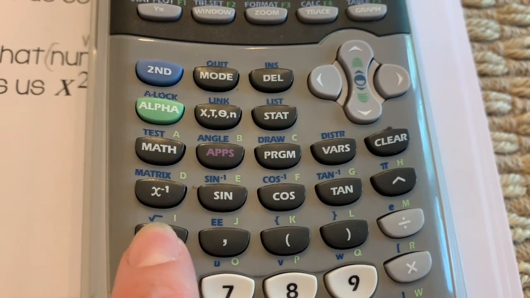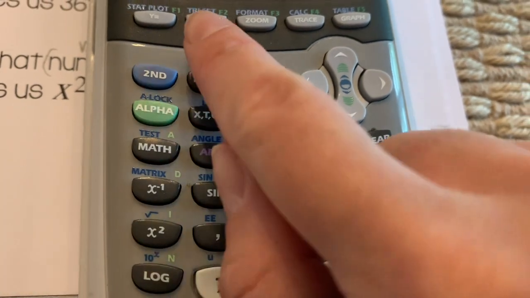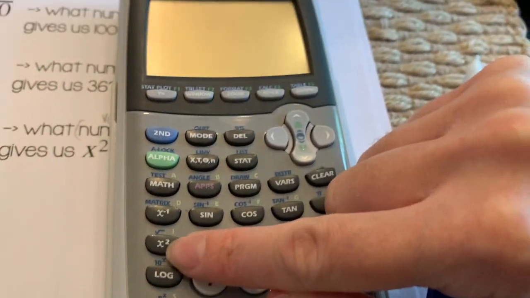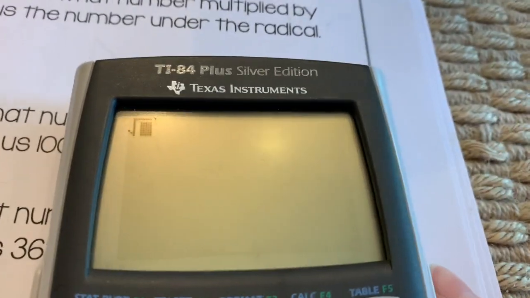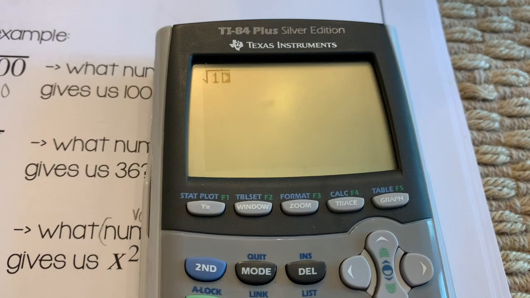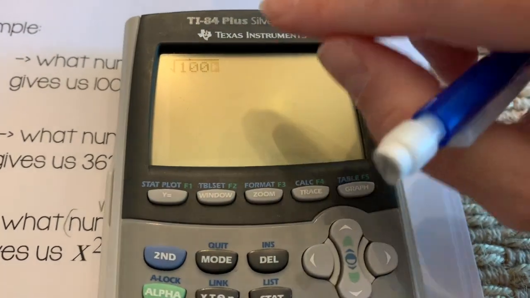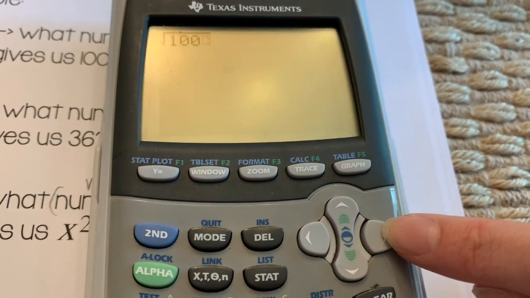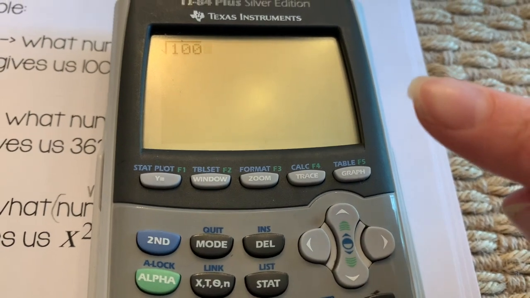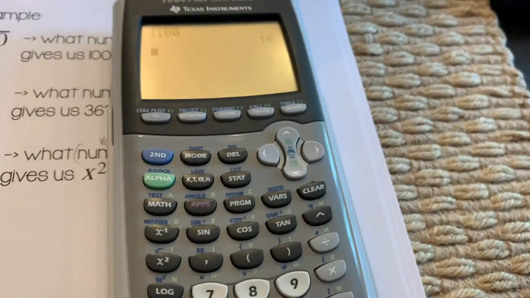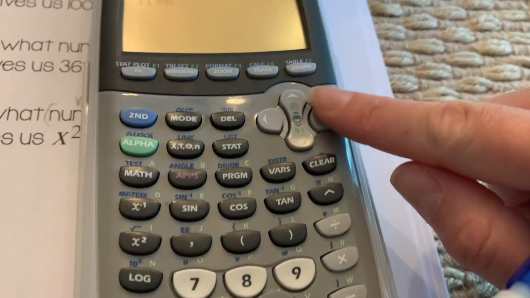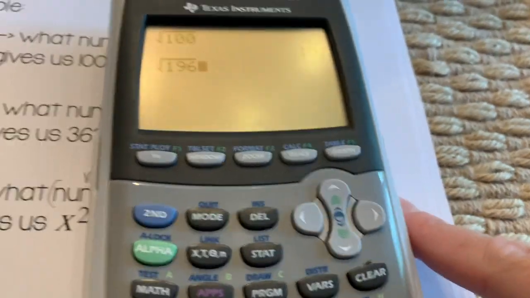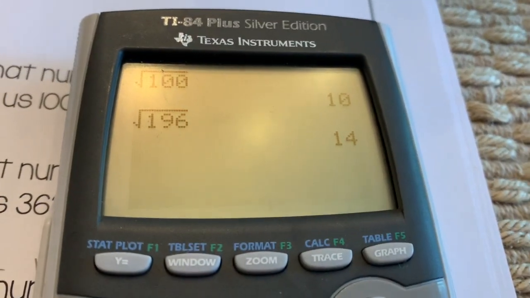So remember, the color of your symbol corresponds to the button you need to push. So in order to get that, I have to push second, and then I push the x squared, and that gives me my square root sign. So if I wasn't sure what the square root of 100 was, whenever they show you that little arrow, that means to push that way to get out of the square root sign, okay? All I have to do is push enter, and it'll give me my answer. So let's say you're being asked for the square root of 196, and you don't remember what it was. So just plug it in your calculator, and you'll see, okay?